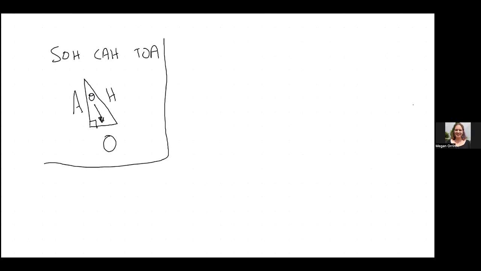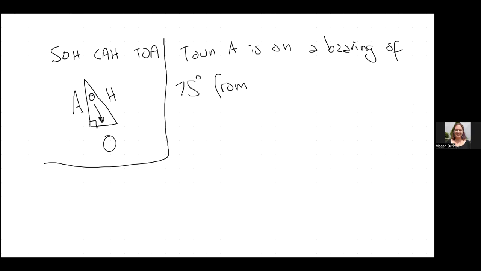Okay. Town A is on a bearing of 75 degrees from town B. Draw that for me. I want you to draw this, please. And then I'm going to write another one down here, and you're going to draw this one as well.